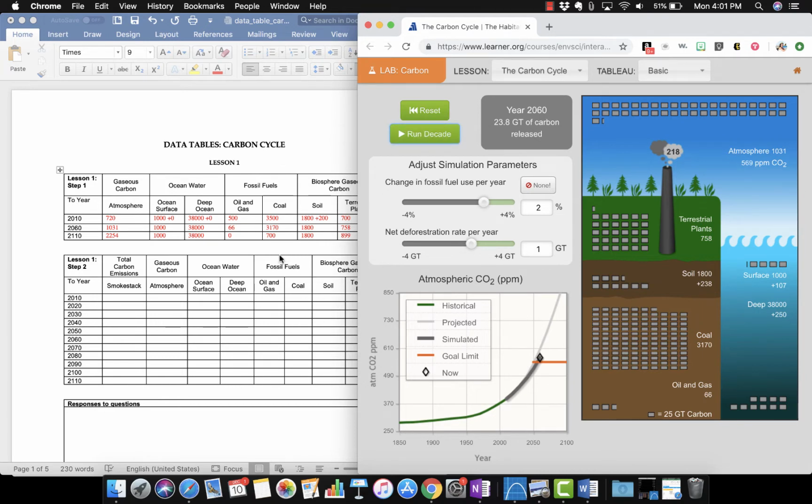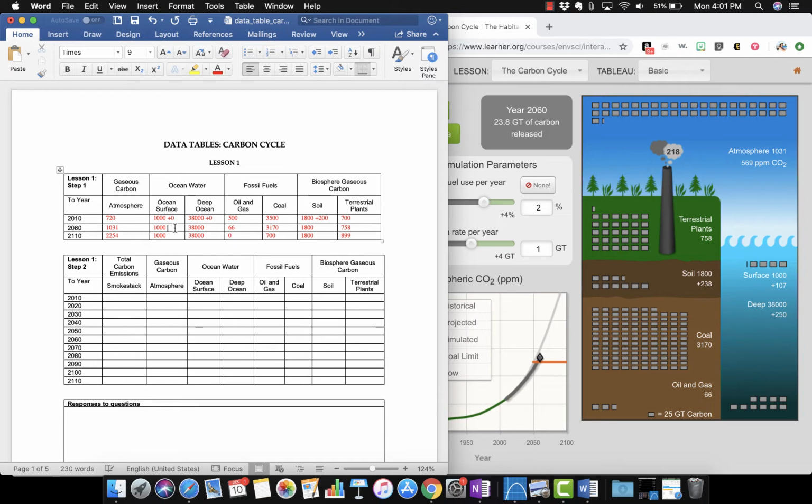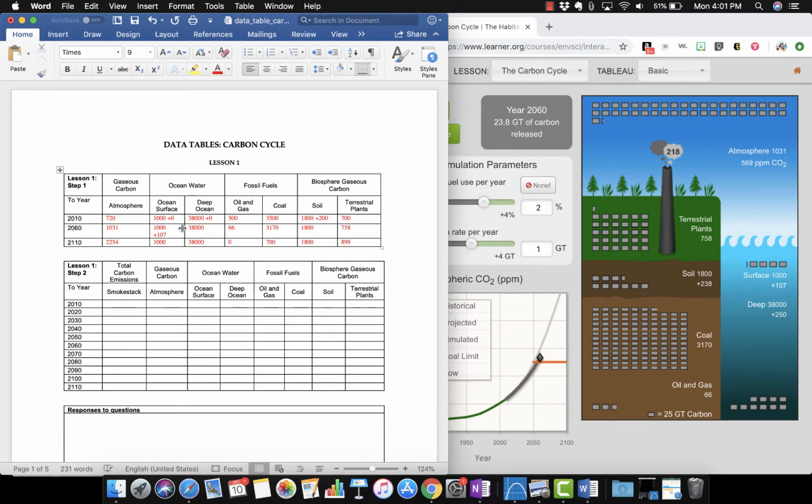Okay, so here we go. We have the surface ocean. It looks like it's adding 107. Deep ocean is adding 250. Oil and gas was subtracting. Coal was subtracting. Soil was adding. And then plants is 758. I'm just doing it this way. Oh, geez.